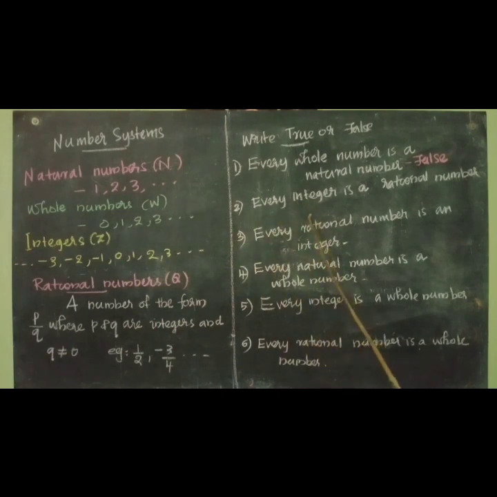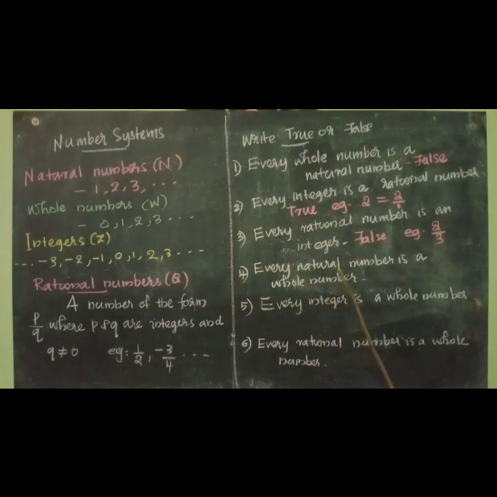Second question, every integer is a rational number. You can see the answer. It is true. For example, 2 is an integer. 2 can be written in the p by q form as 2 by 1. Third question, every rational number is an integer. It is false. For example, 2 by 3 is a rational number but it is not an integer.